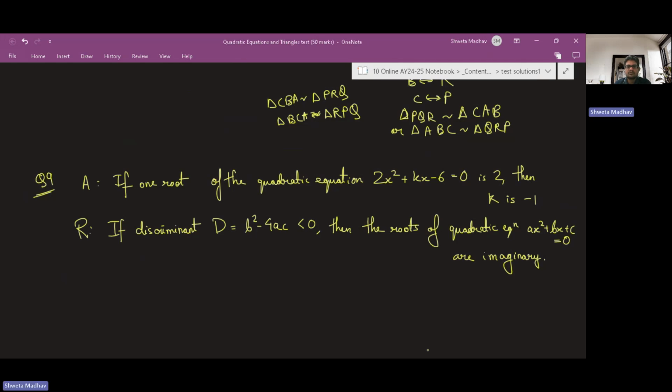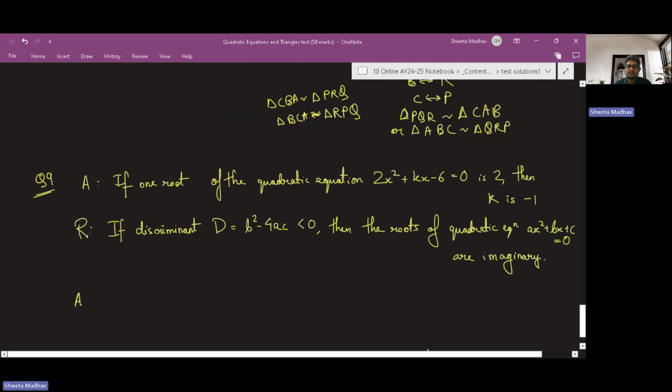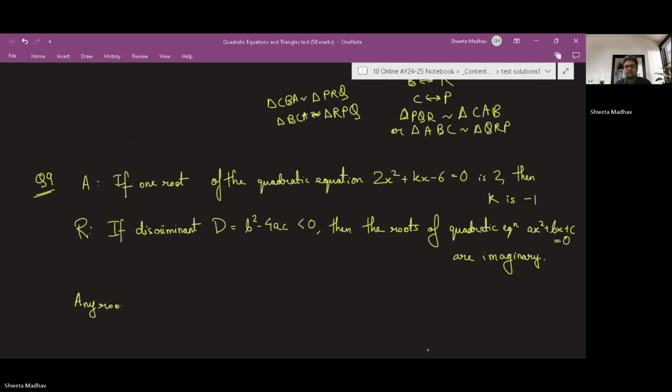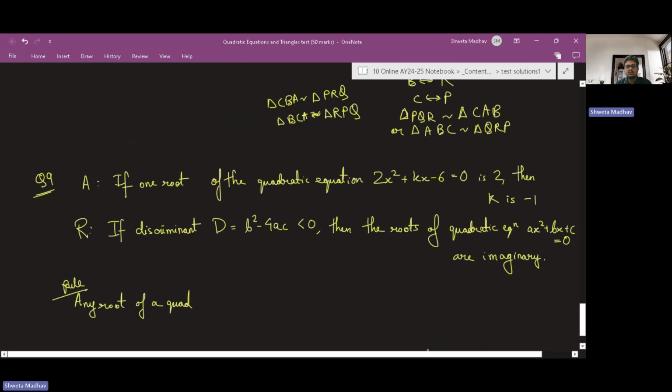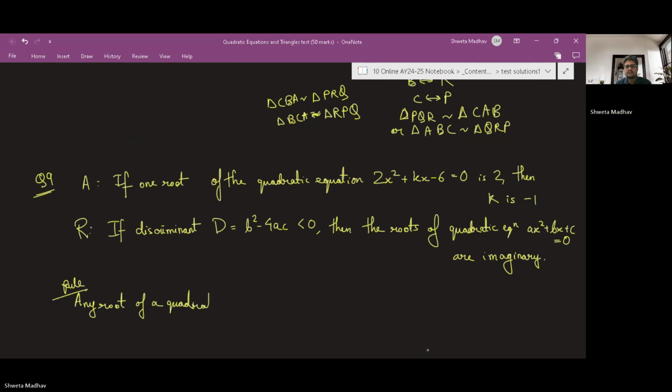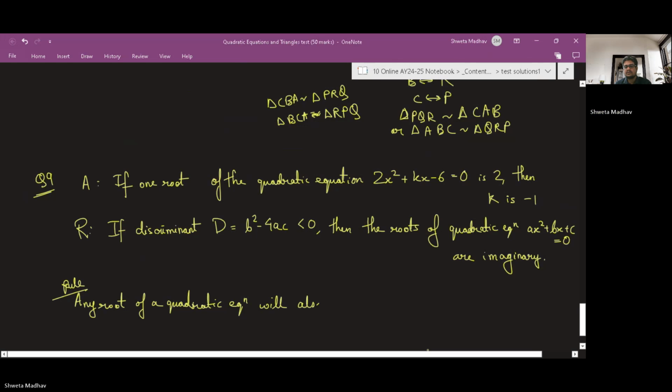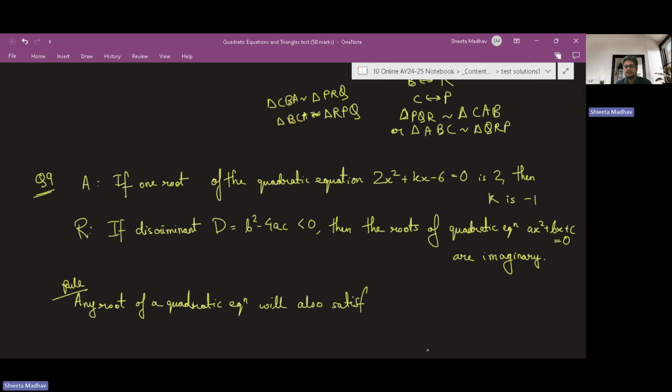So if the root of this is 2, then k is equal to minus 1. We know that any root of any quadratic equation will satisfy the equation. So this is the rule which we have to use, that any root of a quadratic equation will also satisfy the given equation.